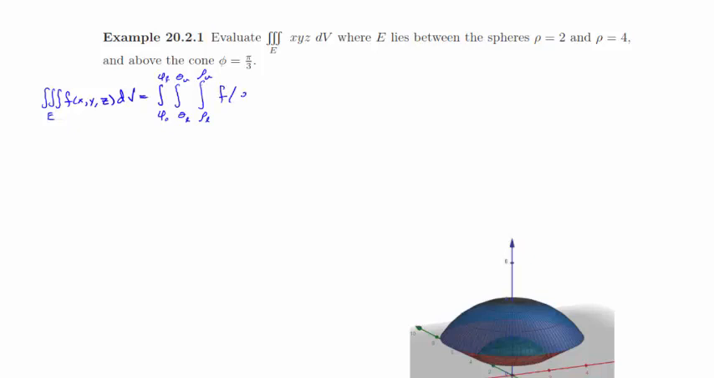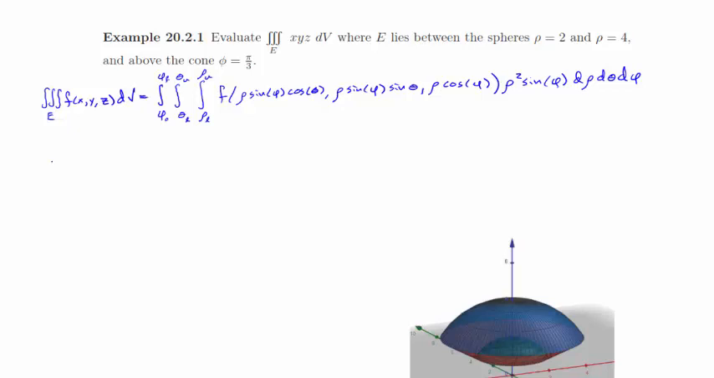of f of rho sine of phi cosine of theta, comma, rho sine of phi sine of theta, comma, rho cosine of phi, times rho squared sine of phi d rho d theta d phi. So we want to apply this formula to this scenario.